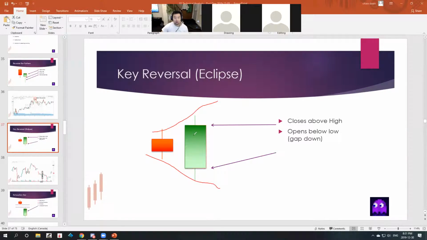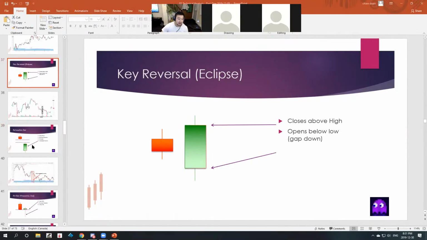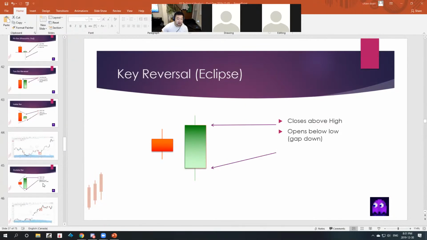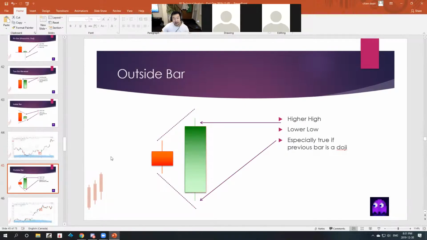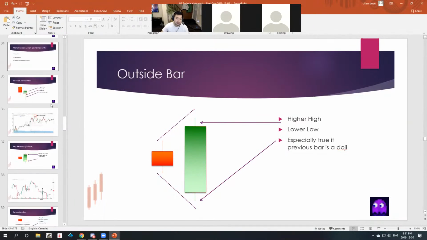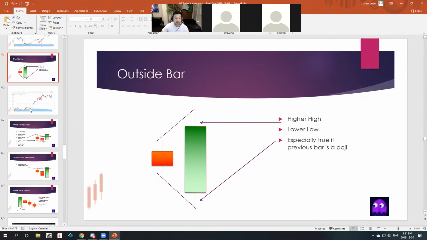Your volatility is widening, right? Here, the outside bar is basically the same thing. It's basically the same concept, so to speak. So it's very similar to an eclipse.